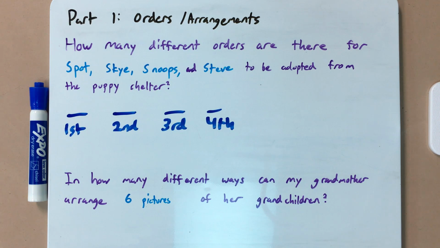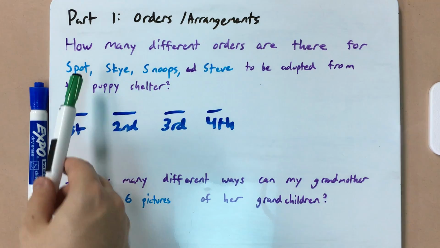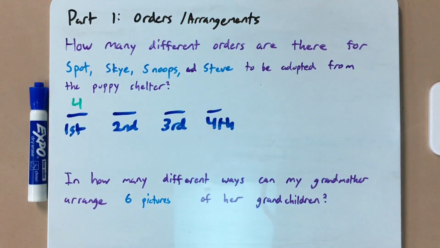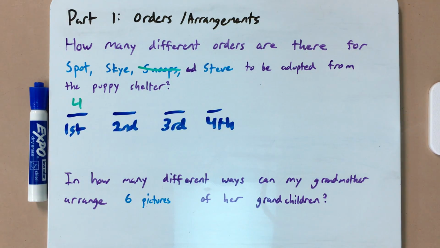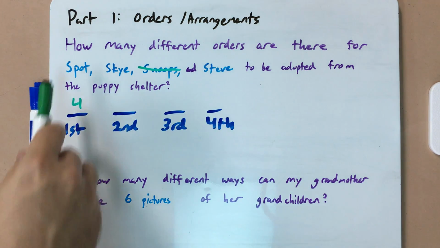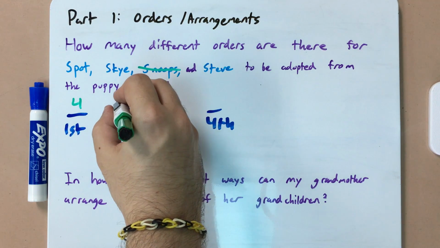So for the first puppy to be adopted, how many possibilities are there? Well, if none of the puppies have been adopted, that means there's 1, 2, 3, 4 possibilities for picking the first puppy to adopt. Now let's say that's Snoops. So Snoops has been adopted. Yay, Snoops. Now for the second puppy to be adopted, we now have 1, 2, 3 possibilities left.